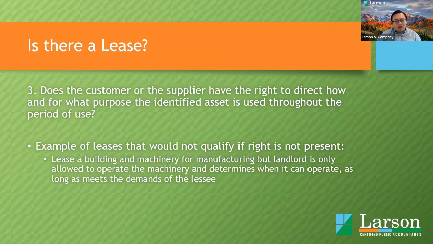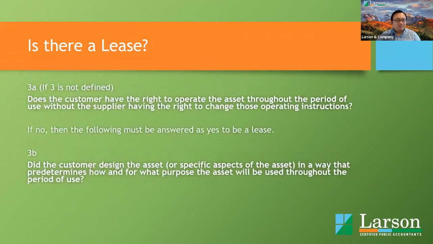An example of a lease that would not qualify is if there's a lease for a building and machinery for manufacturing, but the landlord is the only one allowed to operate the machinery and determines when it can operate, as long as it meets the demand of the lessee. So if you have the right to use it, but you can't control it, you can't direct how it's being used, then most likely you would not have a lease in this situation.